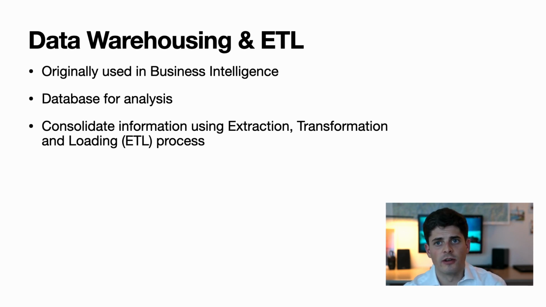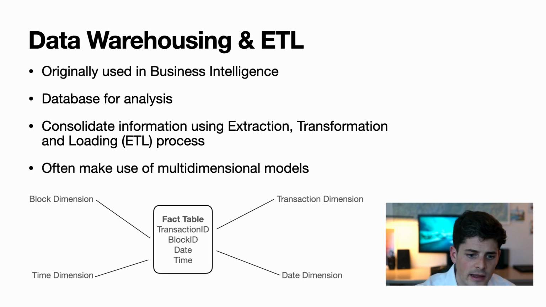This data store is often a multidimensional model of some kind. The star schema is one example of such a multidimensional model. It stores information in dimensions connected through a fact table. In this case, we see a fact table containing the primary keys of each dimension and the four dimensions transaction, block, date, and time. It looks a bit like a star, that's why it's called the star schema.